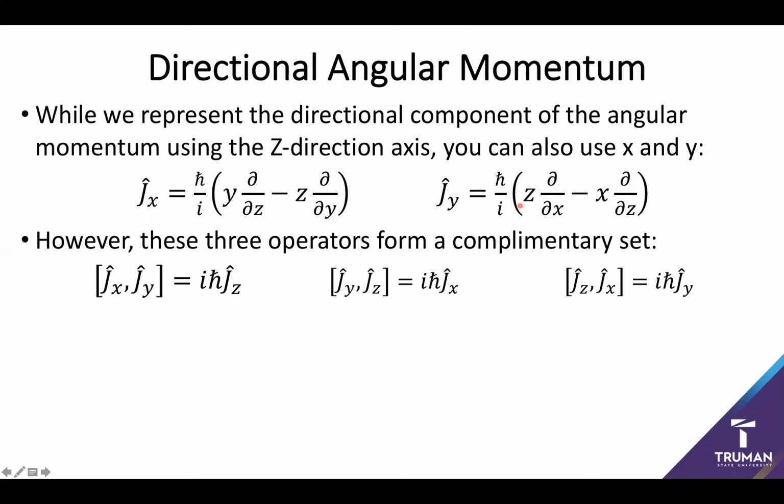And if you remember back to our lecture on the Schrodinger equation and commutators, if I have a commutator that is not equal to 0, this means that the equations form a complementary set, which means if I know one, I can't know the other.